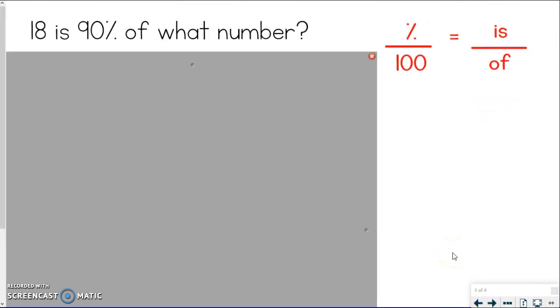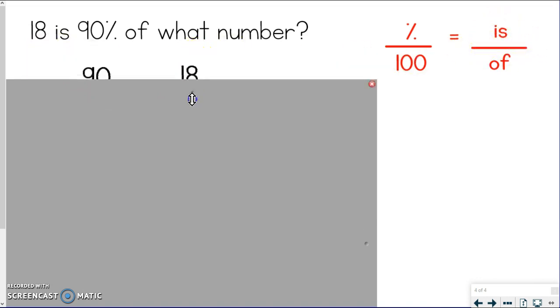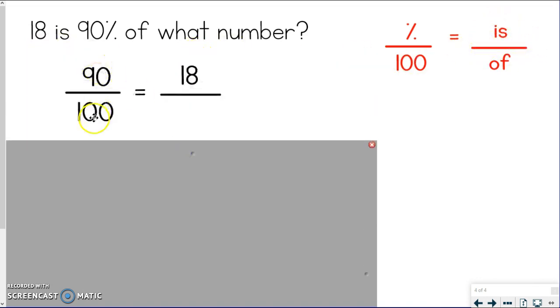This time we're looking at the percent phrases, and so instead of using part over whole, we're going to use is over of, looking at those key words. So let's go ahead and take a look. We've got 18 is 90% of what number? Well, I see a percent, so I'm instantly going to put that over 100, and then I notice it says 18 is, so that's going to go on top in that is spot. So I've got 90 over 100 equals 18 over nothing.